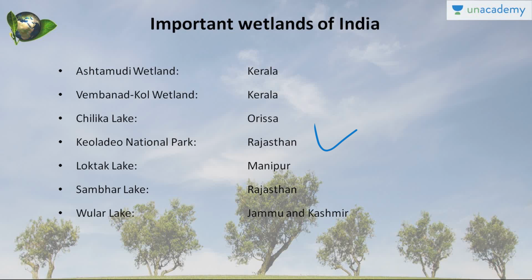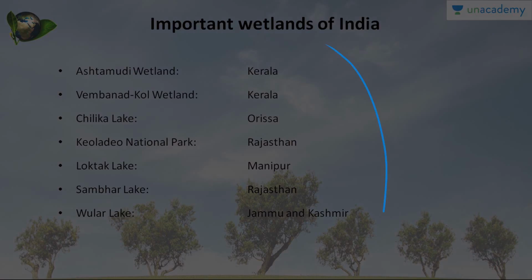Loktak Lake, again very famous. Keibul Lamjao, you might have heard about it. Floating biomass, called phumdis. It is in Manipur, that is the northeastern state of India. Sambhar Lake is very close to Jaipur in Rajasthan. And Wular Lake is in Jammu and Kashmir. It's a beautiful lake. So these are the important wetlands of India. They can ask you to match the following.